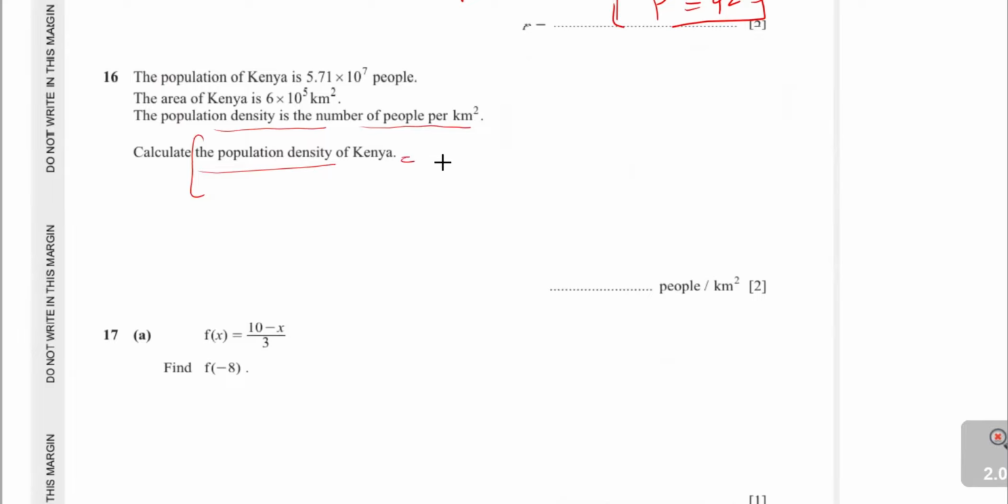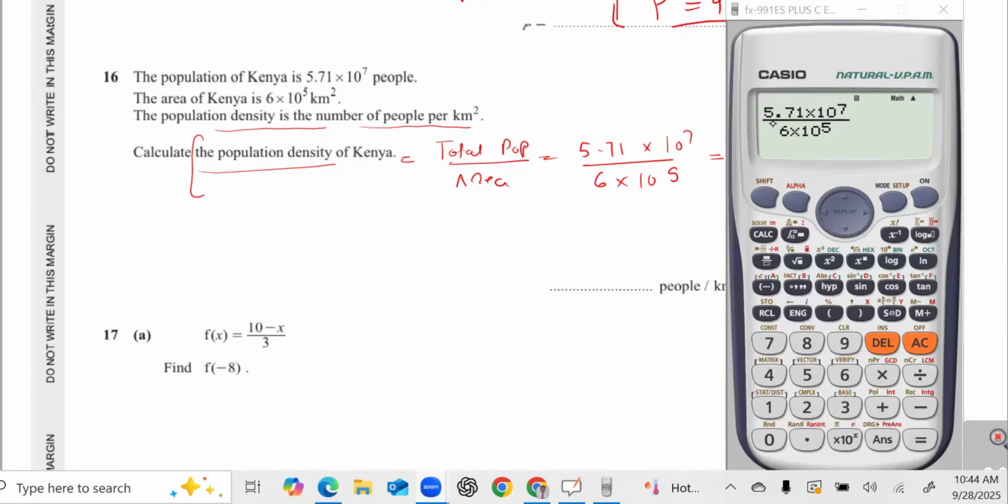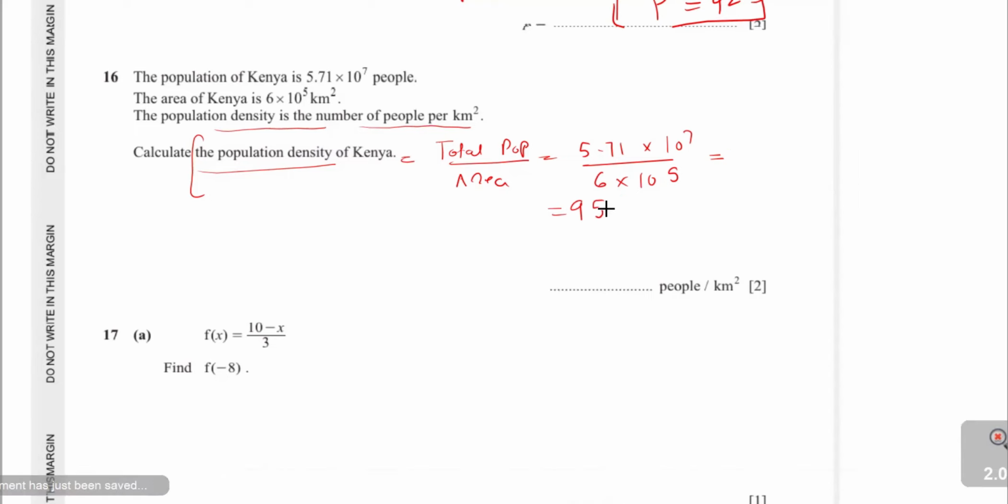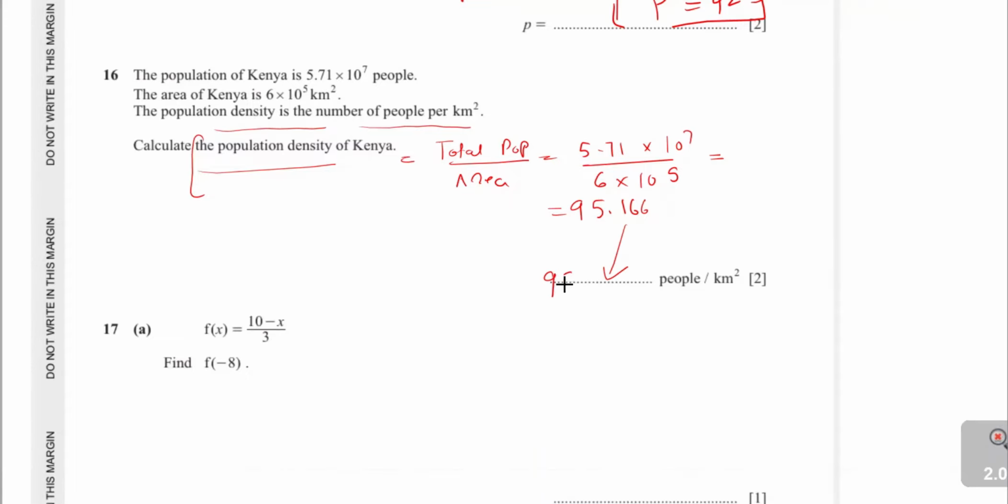The formula is the population density here is the total population divided by area. Look here, the total population here is 5.71 into 10 power 7, and the area here is 6 into 10 power 5. And we can calculate 5.71 into 10 power 7 over 6 into 10 power 5. This will be equal to 571 over 6. This is 95.166 people per kilometer square, 95.2 in 3SF value. This is the answer.